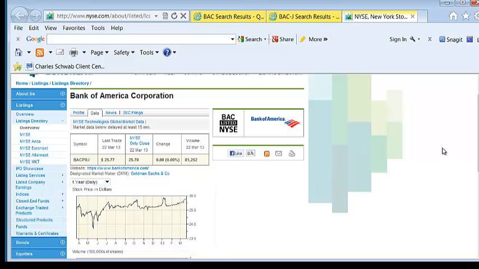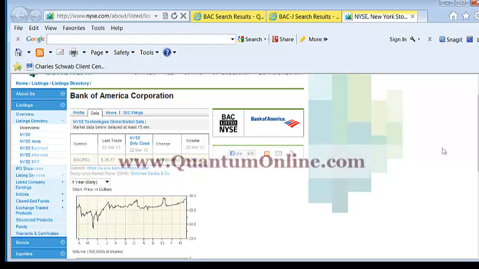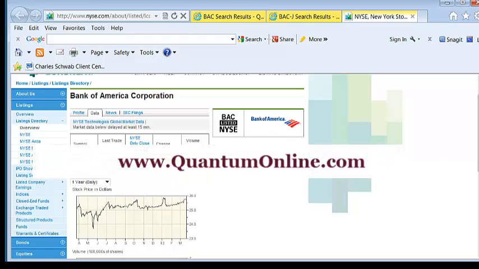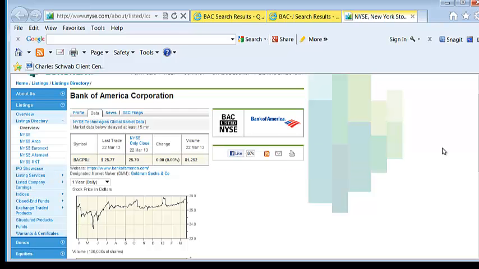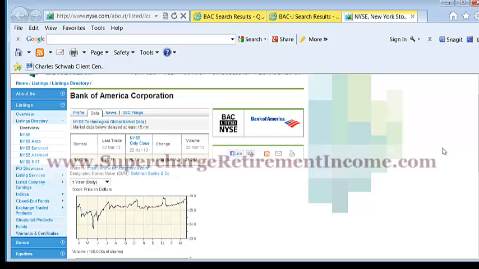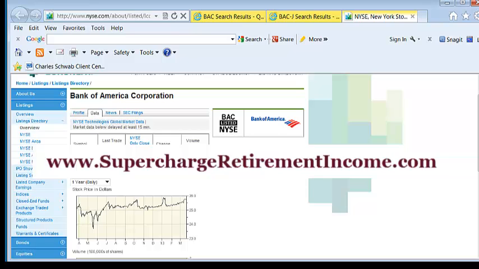So I hope this has been useful. And if you ever want to buy preferred stock, then please go to quantumonline.com, and you can obtain all the information you may need, or look at my website, superchargeretirementIncome.com, and that will also give you some portfolios that you might be interested in that have preferred stock or ETFs and closed-end funds about preferred stocks that you might be interested in.